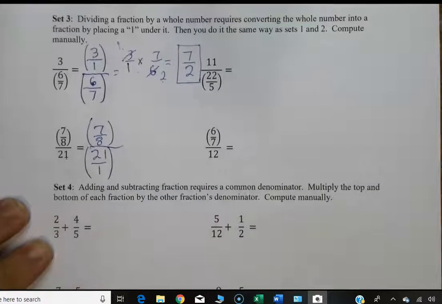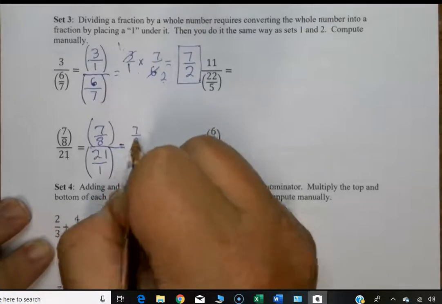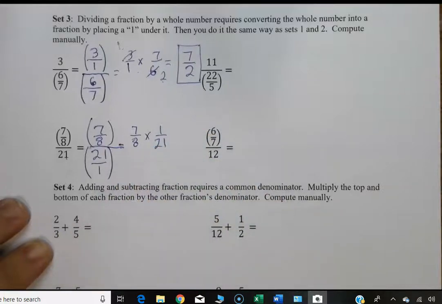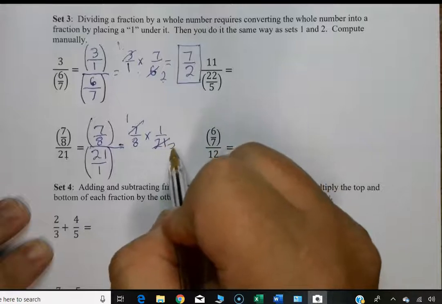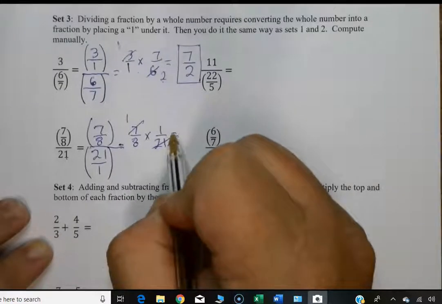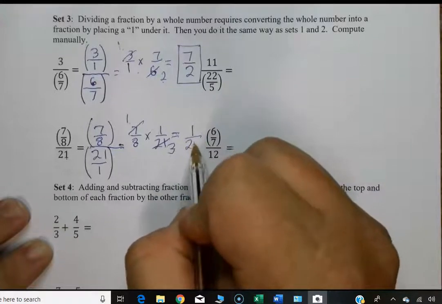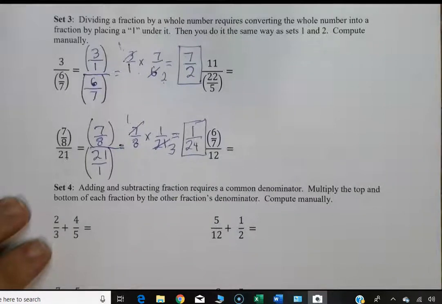Okay, so now we're ready to flip and multiply, and that equals 7 over 8 times 1 over 21. And we can cancel the 7. 7 goes into 7 once and into 21 3 times. And you multiply top. 1 times 1 is 1. 8 times 3 is 24. And there is your answer for that. Okay.